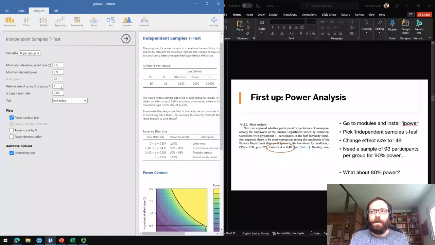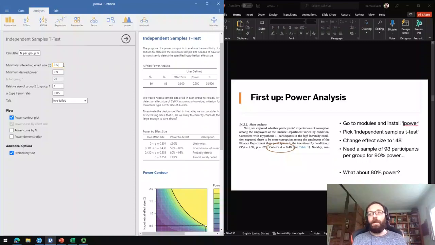The next box up, relative size of group 2 to group 1. We have no reason to suggest that there will be unequal groups or unequal numbers across groups, so we're happy to keep that as 1 to 1. So that means we expect them to be roughly equal. And our minimum desired power, so we're going to take the highest standards of modern science and accept 90% power as a minimum. And then the only thing we need to really change is our effect size.